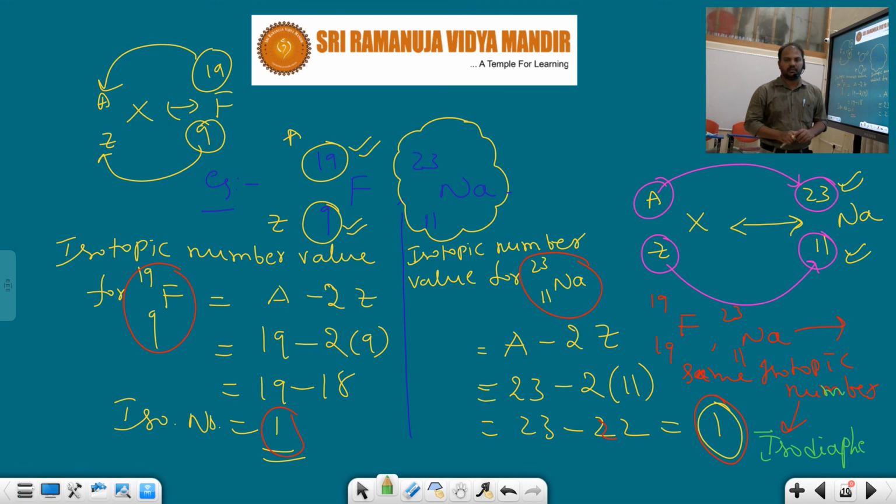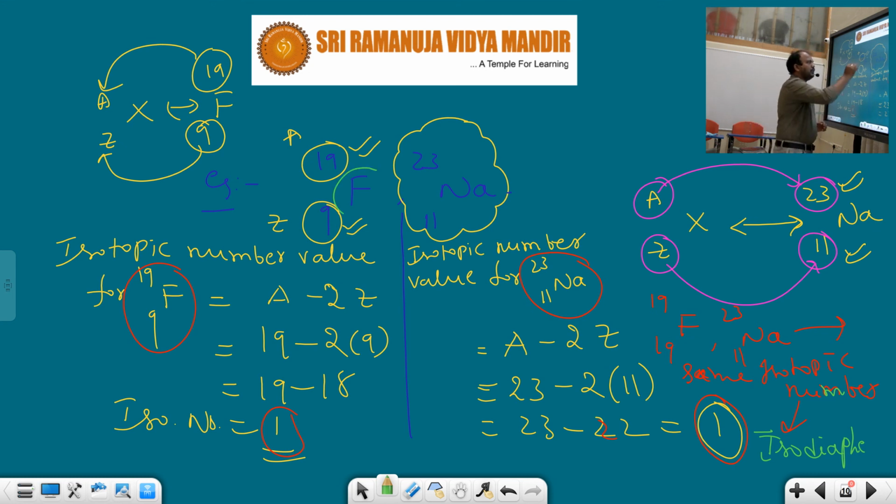After that, isobars. What are isobars? Two different elements with the same mass number but different atomic number are called isobars. Isotones: if you take two different elements, they have different atomic numbers and different mass numbers, but the same neutron number, those are called isotones.